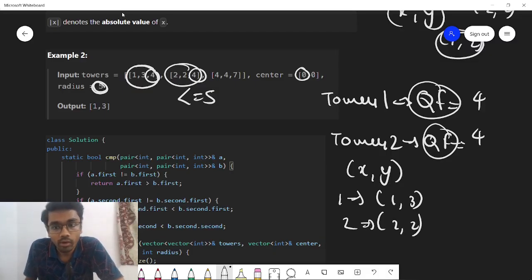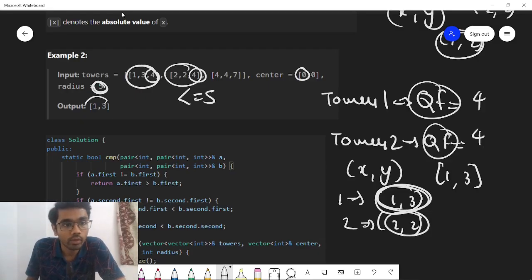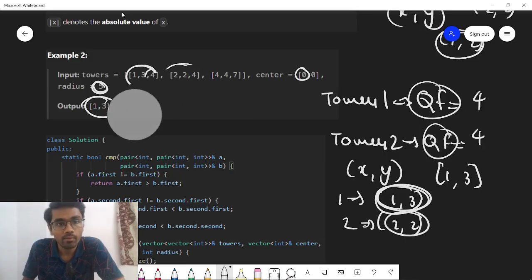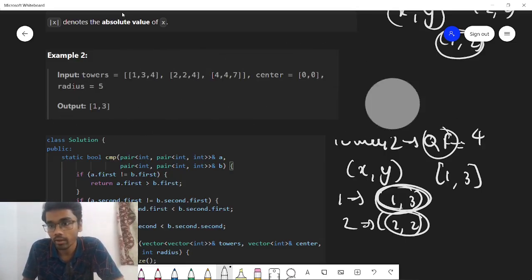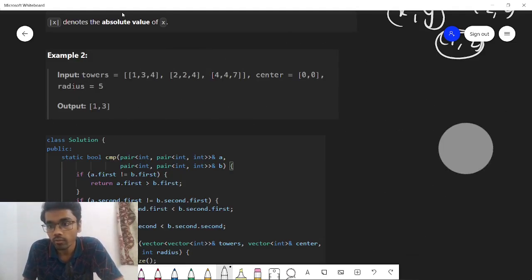So the lexicographically smaller coordinates we will be choosing. Among 2, 2 and 1, 3, which is lexicographically smaller? 1, 3. So our answer would be returned as 1, 3. And if you look at the output, it is 1, 3. So it is a simple implementation-based problem, we can just implement what the question has asked us to find out. So let us see the code, how we will do it.